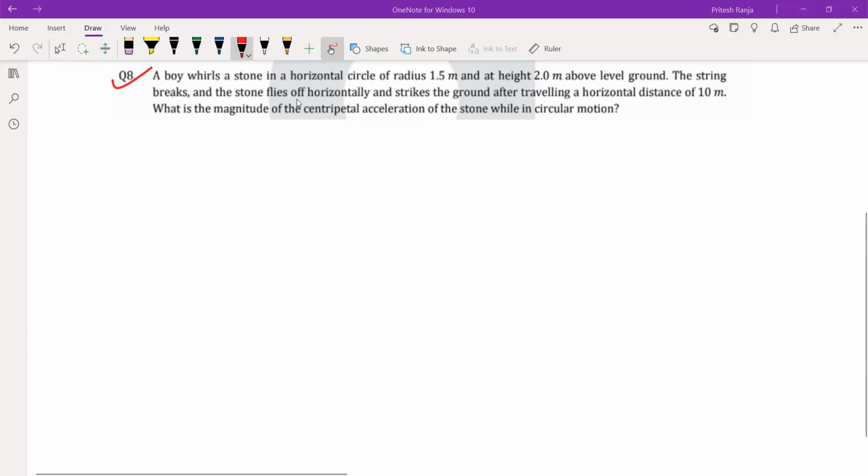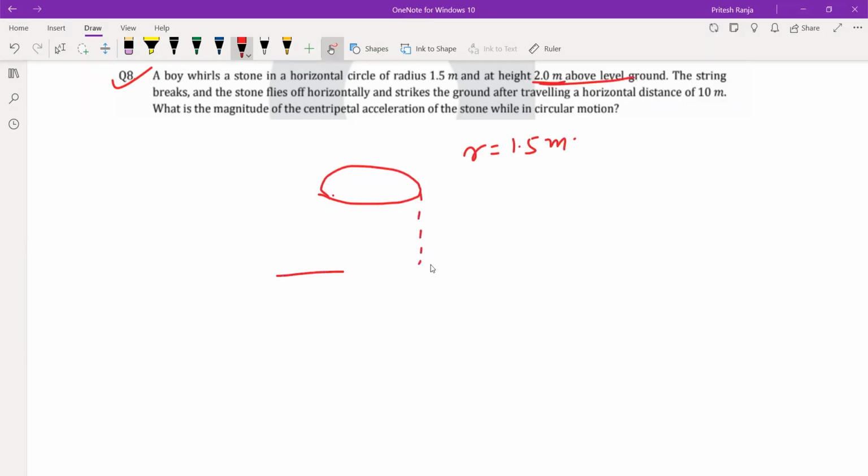Here it's written a boy whirls a stone in a horizontal circle. How is he whirling it? In a horizontal circle. The radius is given as 1.5 meter and the height 2 meters above the level ground. Meaning this is the surface and like this the stone is whirled, and this is 2 meters above the leveled ground. The string breaks and the stone flies off horizontally and strikes the ground.